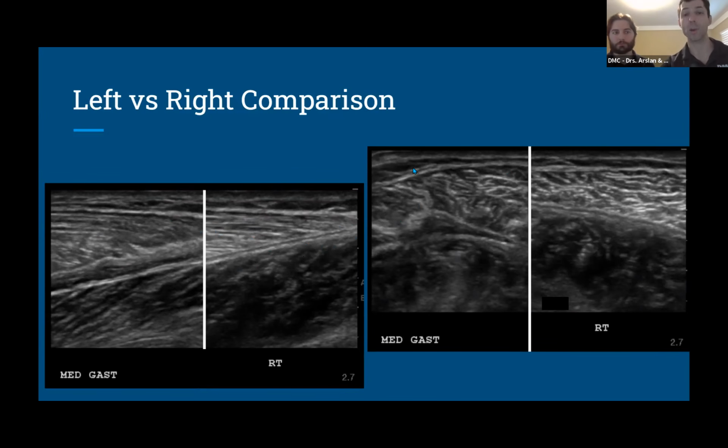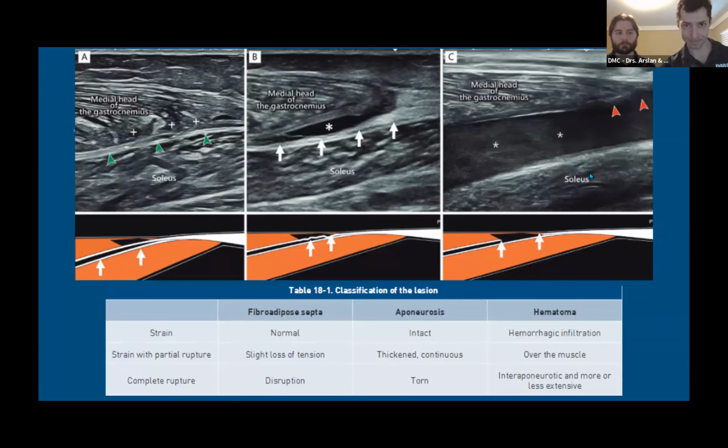And then this is again corroborated in the short axis view, left side being injured, so heterogeneity of the muscle fibers, and on the right side, homogeneity of those muscle fibers, no infiltration, no bleeding. So this is a great image, really kind of driving that point home.